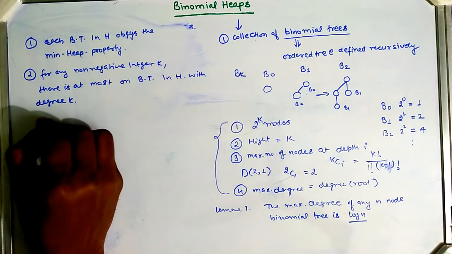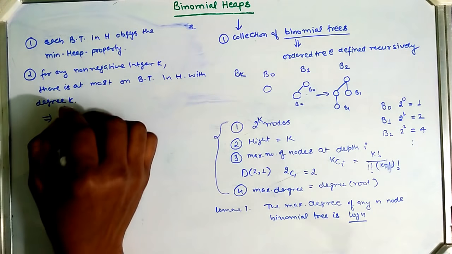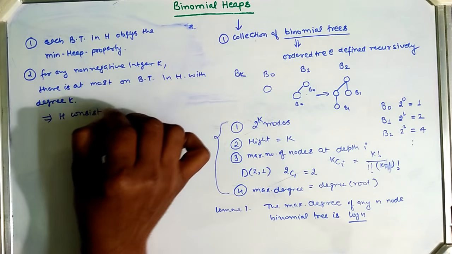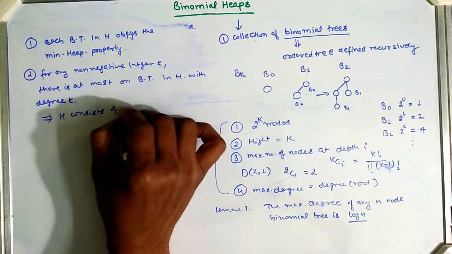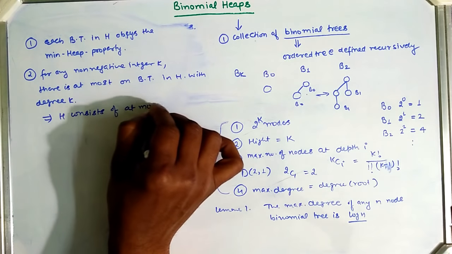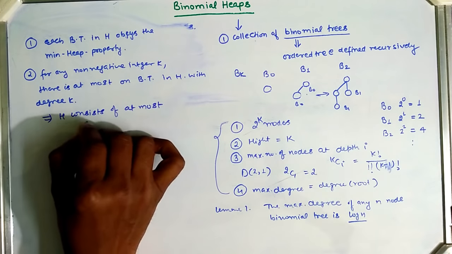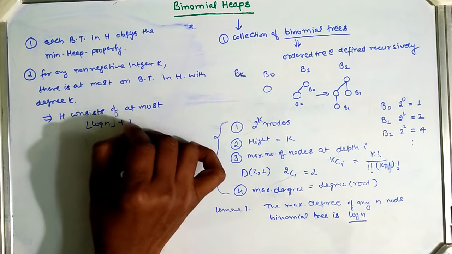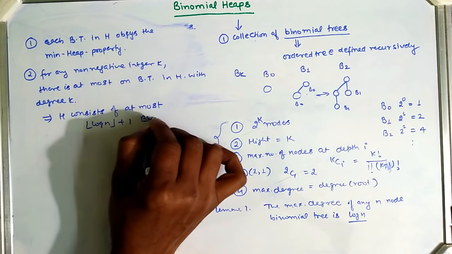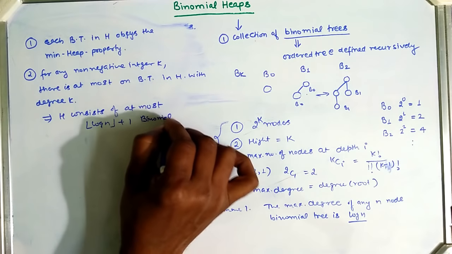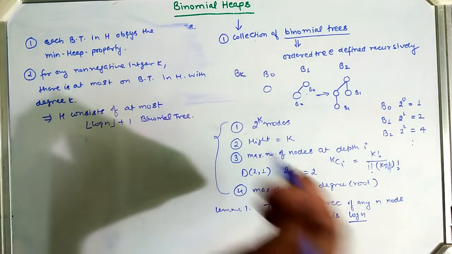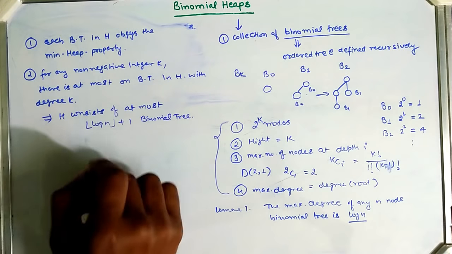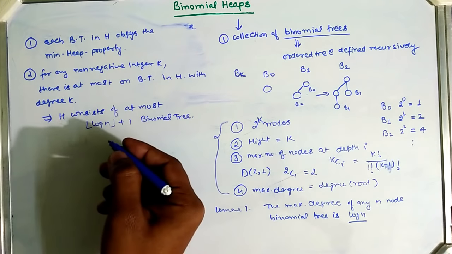This point can also conclude that your H consists of at most log n plus 1 binomial trees. So we cannot have more than that number of binomial trees, log n plus 1. Okay, we will prove it here.